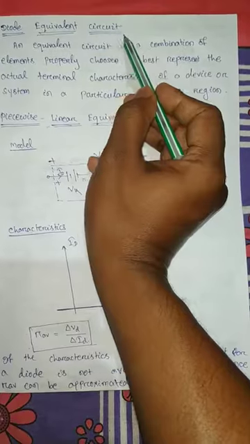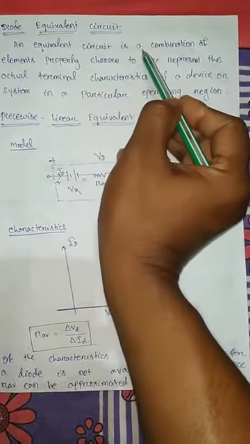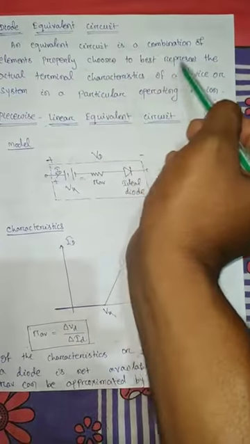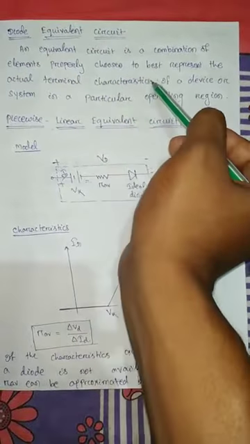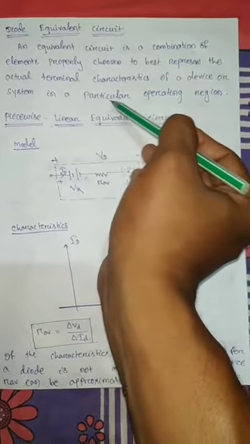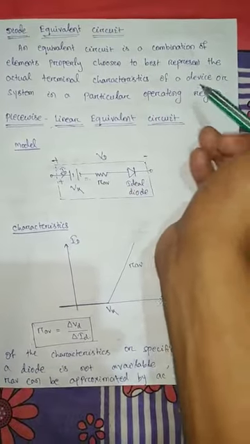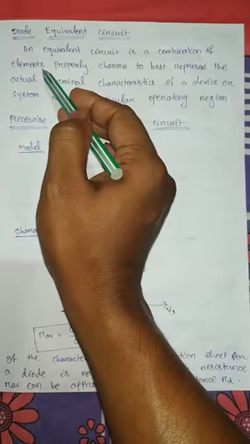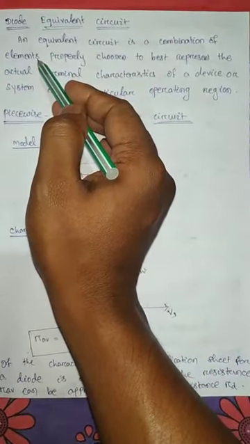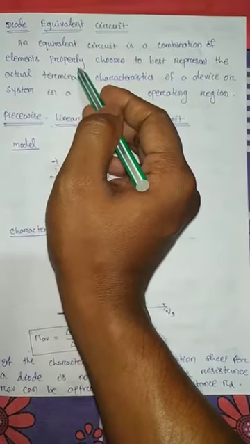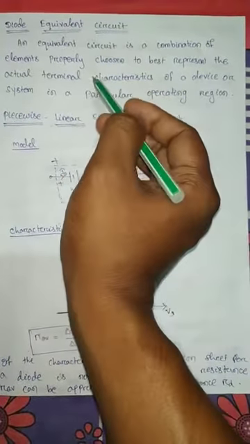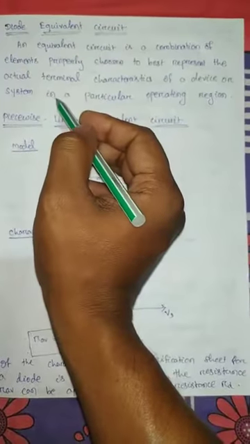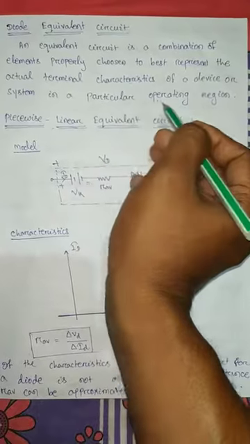What is an equivalent circuit? An equivalent circuit is a combination of elements properly chosen to best represent the actual terminal characteristics of a device or system in a particular operating region. That means an equivalent circuit is a combination of elements like resistors, capacitors, or inductors that are properly chosen to best represent the actual terminal characteristics of a device or system, like a diode or transistor, in a particular operating region.